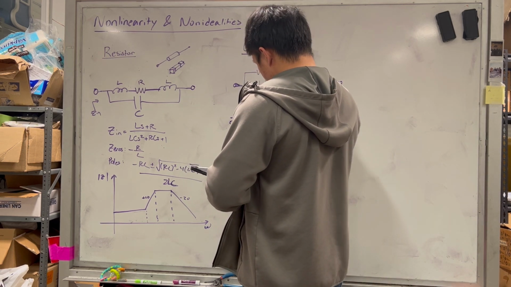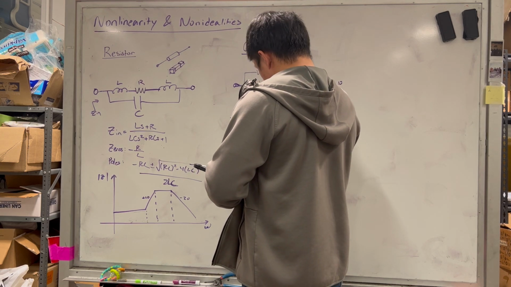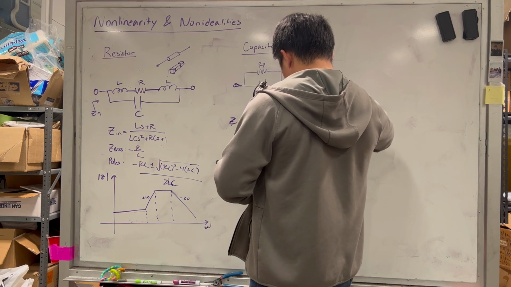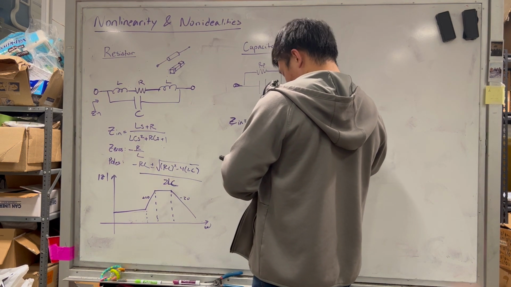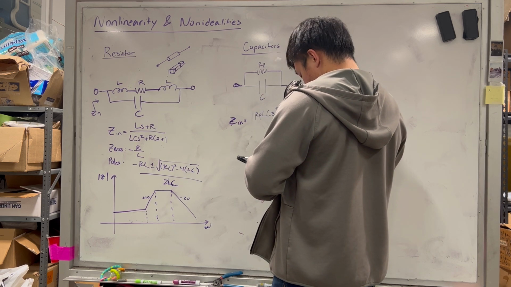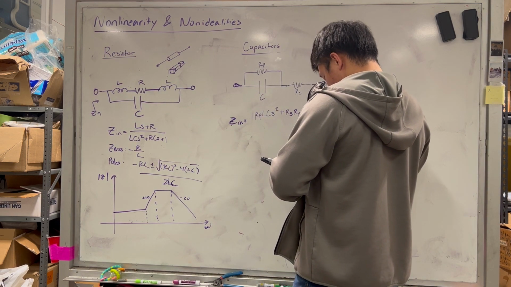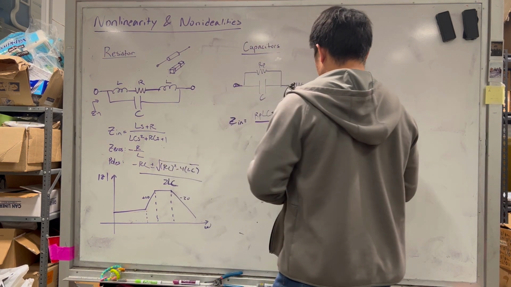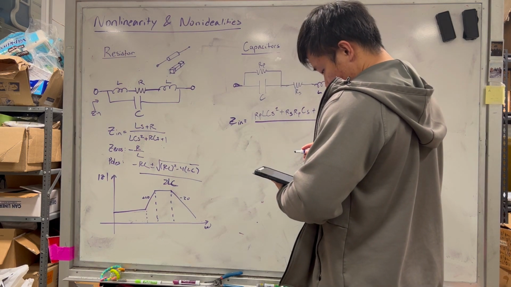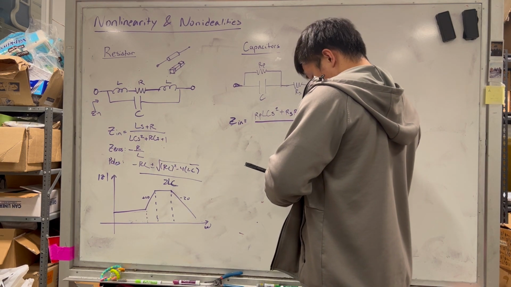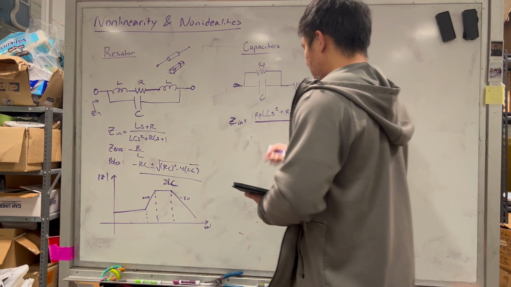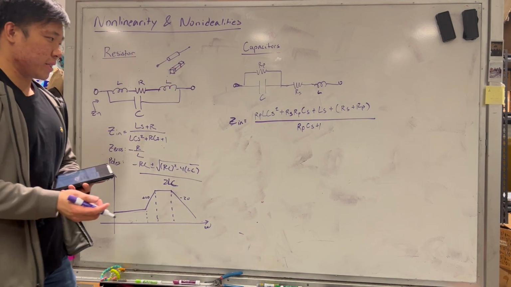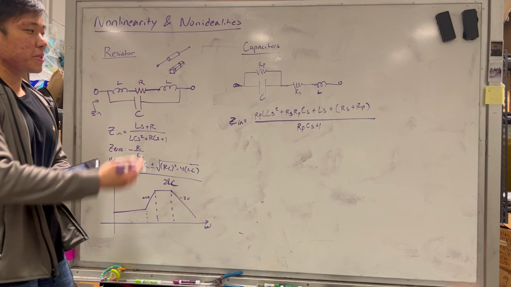You get RP LS CS squared plus RS RP CS plus LS plus RS plus RP, all divided by RP CS plus 1. Now this probably doesn't really mean much. Again, I can write down the zeros and the poles, but I don't think that's really necessary, right? You guys are never going to probably use this equation anyway.